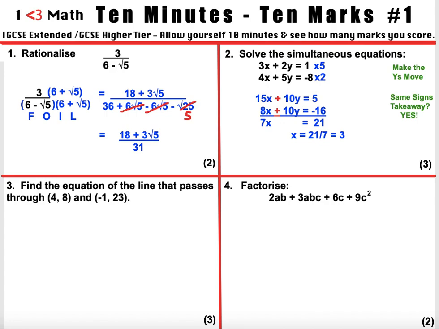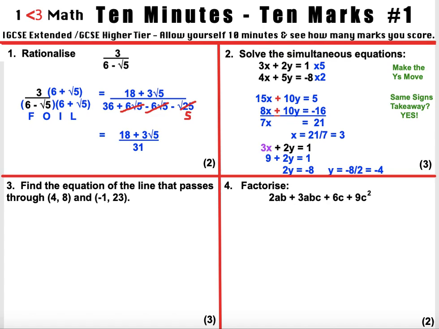So now we need to sub that back into one of the equations to find the y value. I'm going to go into the first equation: 3x plus 2y equals 1. So what does 3x equal? Well, 3x is going to equal 9.